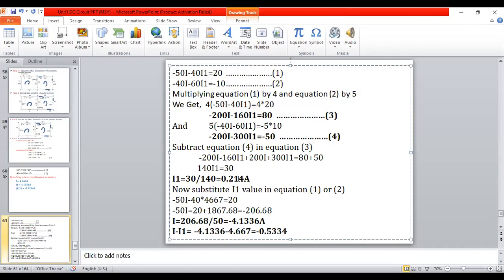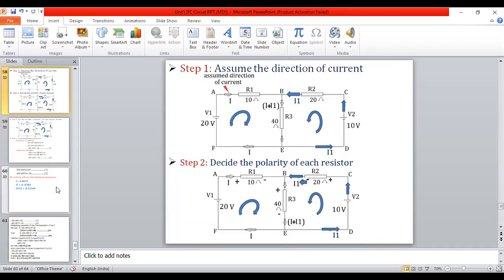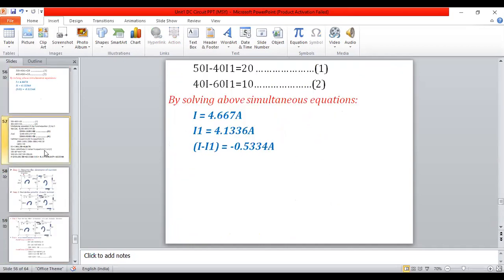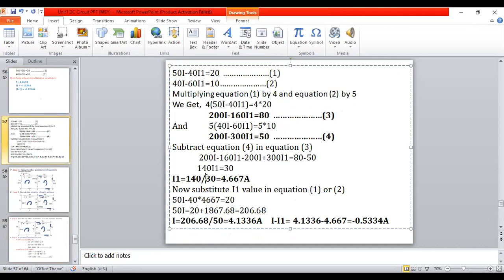So this answer you have to substitute in equation number 1 or 2. We got the value of I1; if we substitute it here, we get I. Substitute it in either one, both answers will be the same. Both answers you are going to get the same only. This is 30 divided by 140, 0.214 ampere.